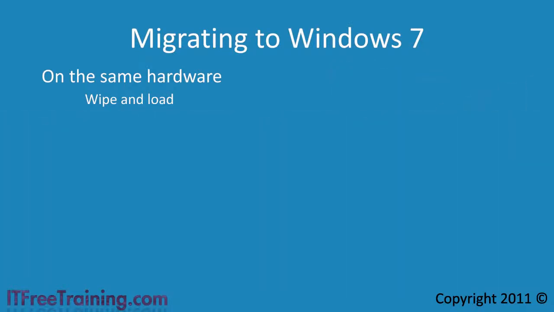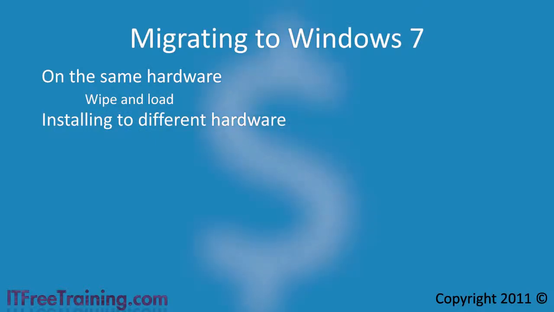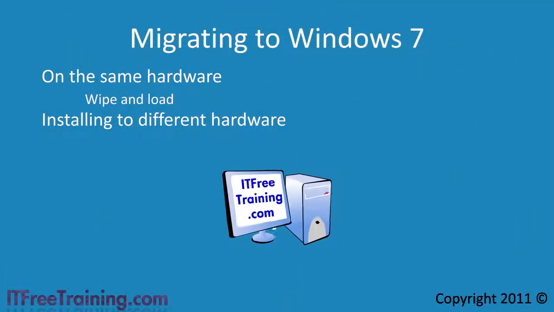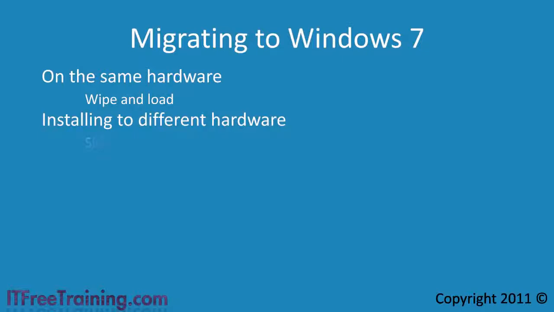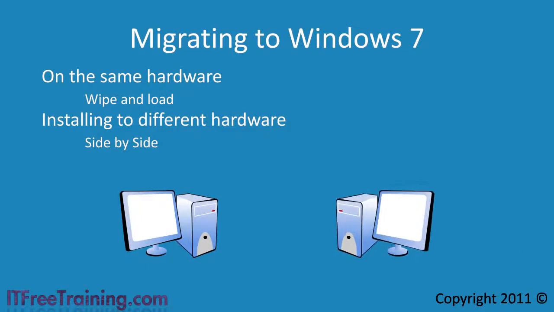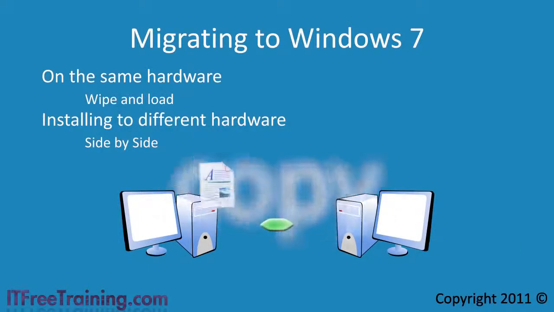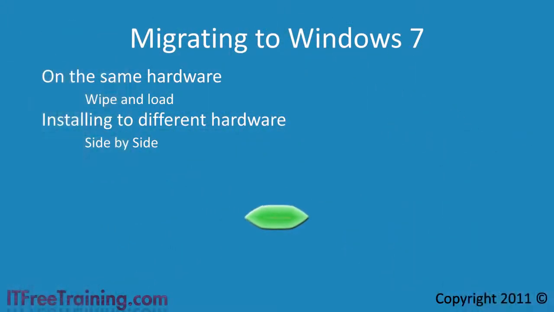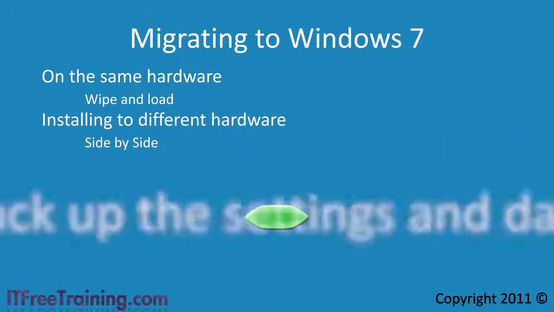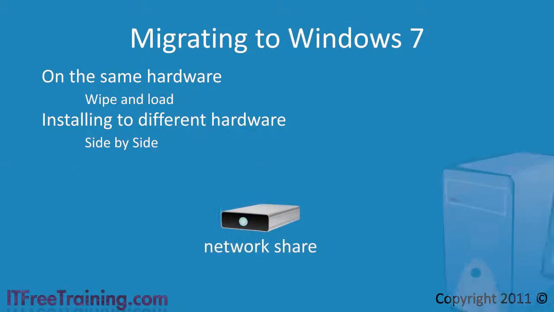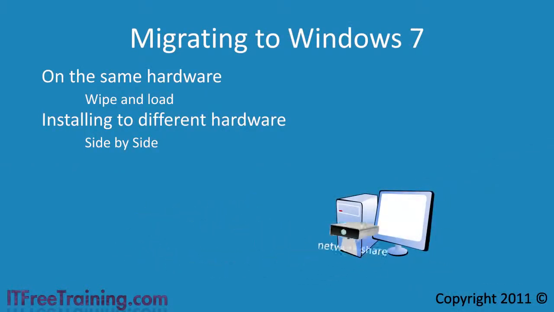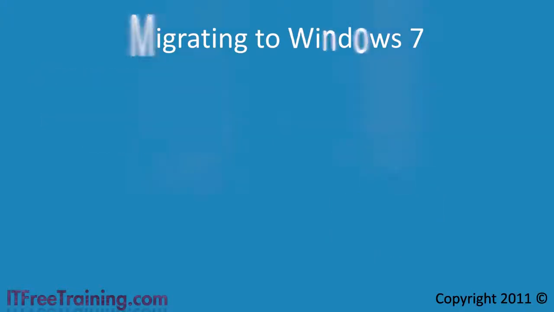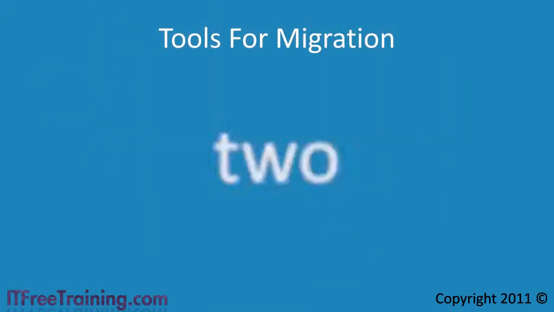The other kind of migration you would perform is when installing on different hardware. This usually occurs when you purchase a new computer. This is called a side-by-side migration. This is normally done when you can put the computers next to each other and copy settings between them. Having said that, the computers do not have to be next to each other. You could, for example, back up the settings and data to a network share and then access them from the other computer.